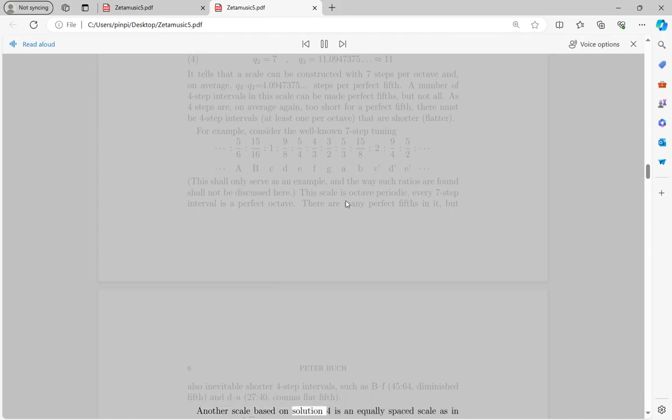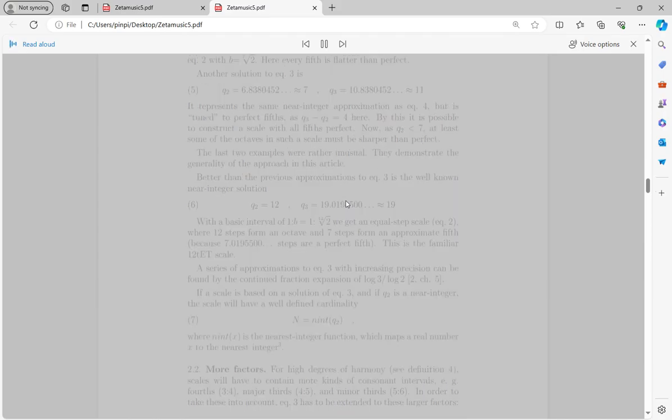Another scale based on solution 4 is an equally spaced scale as in equation 2 with b equals the 7th root of 2. Here, every fifth is flatter than perfect. Another solution to equation 3 is equation 5, q2 equals 6.838045, almost equal to 7, q3 equals 10.838045, almost equal to 11. It represents the same near integer approximation as equation 4, but is tuned to perfect fifths, as q3 minus q2 equals 4 here. By this, it is possible to construct a scale with all fifths perfect.